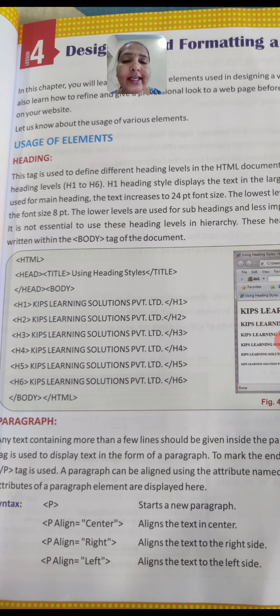First we write the HTML tag, then the head tag, then title. In the title they have given the statement as using heading styles, then they have closed the title tag, after that closed the head tag, then in the body tag they are writing the headings. If we want a high size heading, we write h1, then write any statement, and then close the h1. Likewise up to h6 we write it, after that we close the body tag, and after that we close the HTML tag.